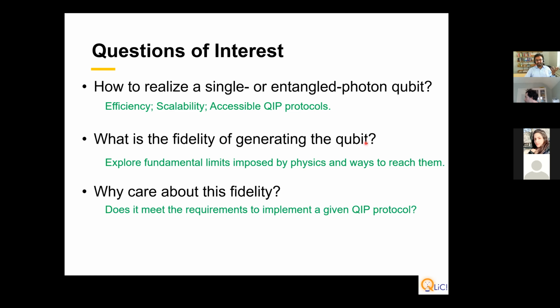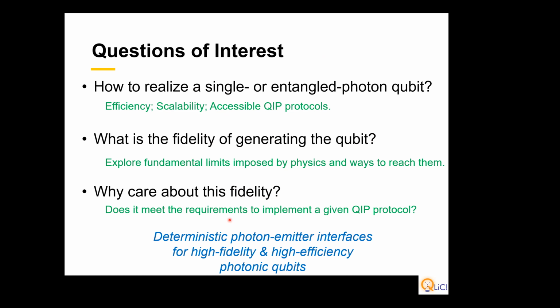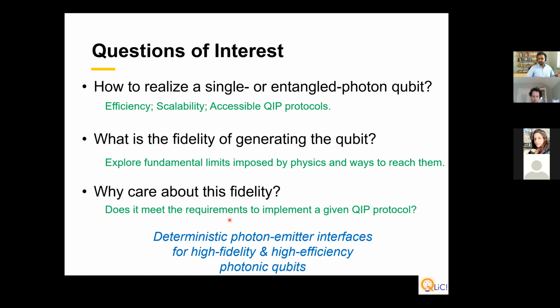And the third thing kind of ties everything together and says, okay, I can generate something at the best limits that I can, and I can generate it so that I can generate many of them. Then if I put them all together, this fidelity bound that I could set essentially tells me what are the protocols that I can implement. And in the context of this, what I will talk specifically about are photon-emitter interfaces to generate photons.